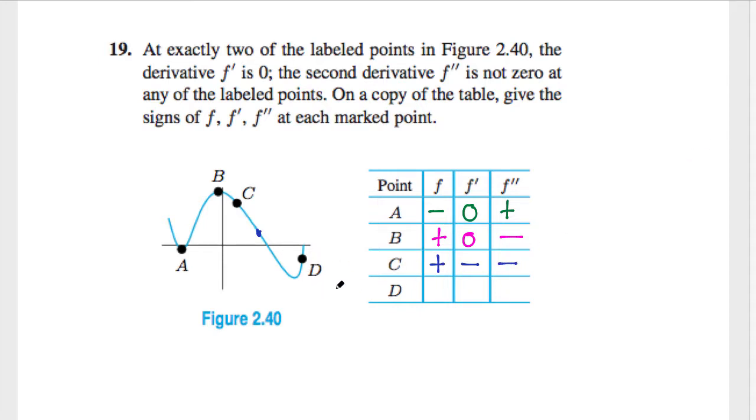And finally, for D, we appear to be again below the horizontal axis, so our function value is negative at this point. Our first derivative, our slope, appears to be positive, and we are also in a section that appears to be concave up, so our second derivative is also positive.